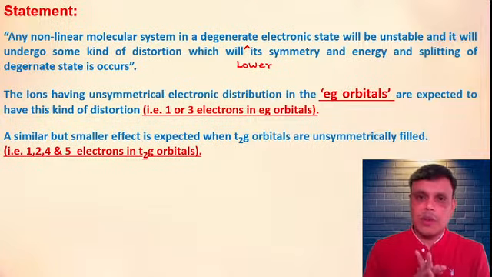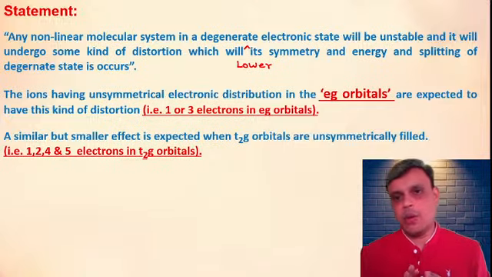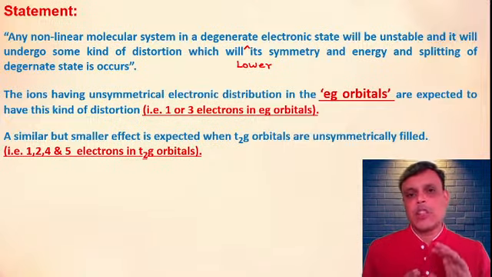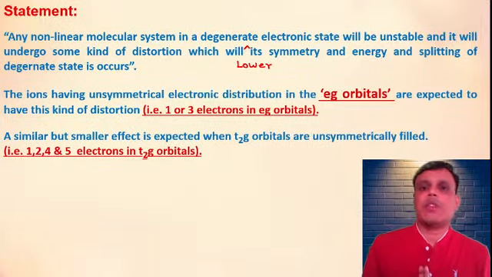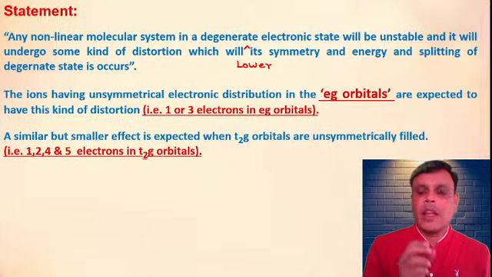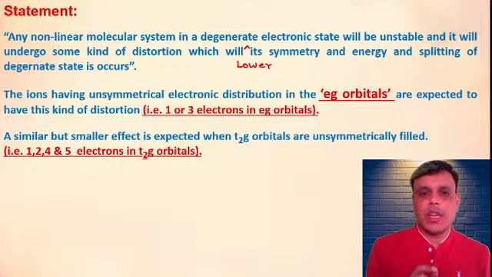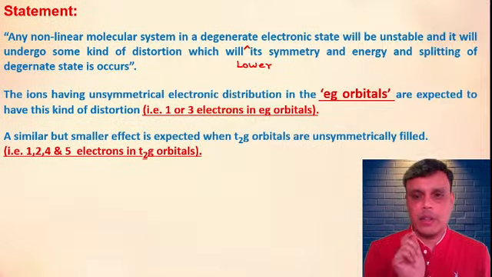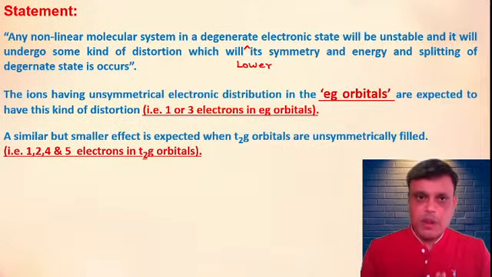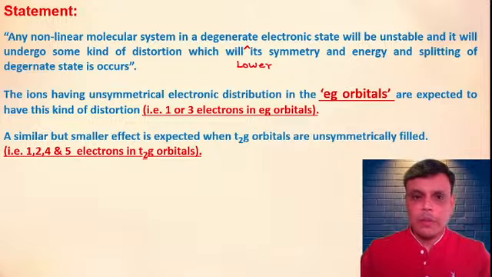ठीक है, you understood? अगर Eg में unsymmetrical filling होता है electrons का, तो उस केस में Jahn-Teller distortion की magnitude ज्यादा रहती है. और T2g orbital में unsymmetrically electron की filling होती है तो उसकी magnitude कम रहती है. तो ये second और third point का meaning है. Understood all of you this? समझ में आया आप लोगों को? Yes or no?